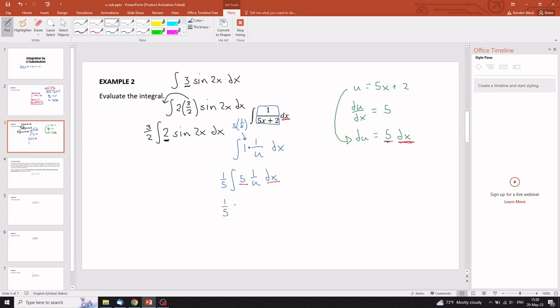We now have 1/5 the integral 1 over u du, and this becomes 1/5 ln absolute value of u plus c. Finally, substitute the 5x plus 2 back in for u, and we get 1/5 ln absolute value 5x plus 2 plus c. That's our final answer.